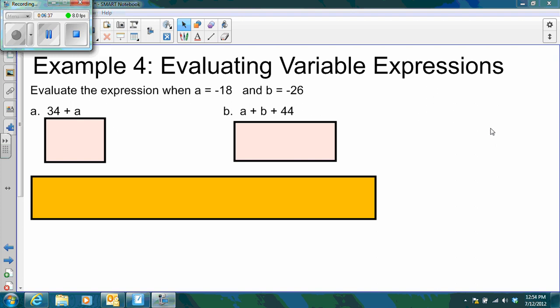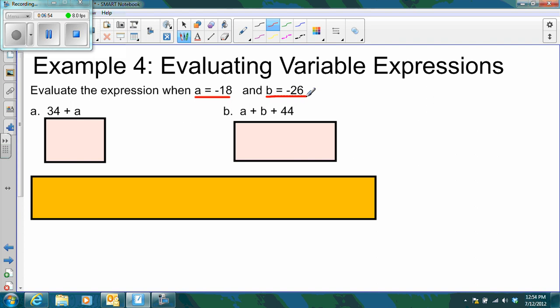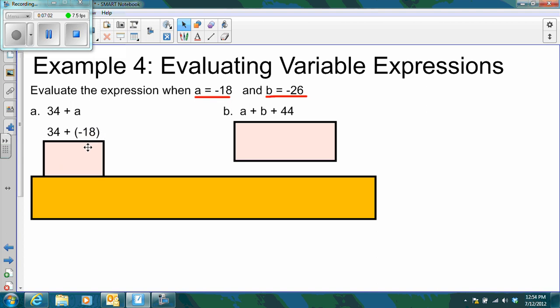And our last example is evaluating variable expressions. There's two examples below. We have 34 plus A, and then A plus B plus 44. And we're going to use the information they gave us here, where A is equal to negative 18 and B is equal to negative 26. The first step is we substitute in for A. So 34 plus negative 18. They have different signs, so we're going to subtract the absolute values of 34 and 18 from each other. And we're going to keep the sign of 34 since it's greater, so we get 16.